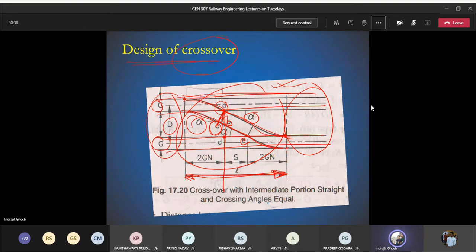So what is this S? You can see it is basically the intermediate straight portion, on which a projection has been taken on a horizontal surface. So it is basically the horizontal projection of the intermediate portion on the main track. Okay.